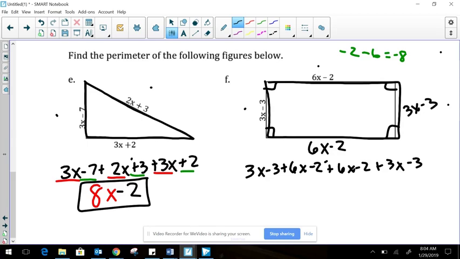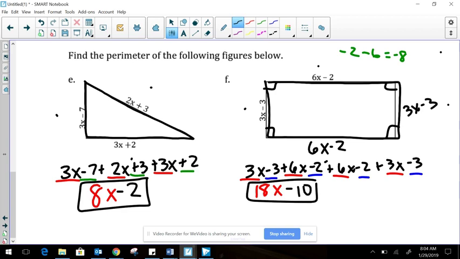Okay, some of you might say, oh, I could just multiply this by 2 plus this by 2. That works too. Just make sure you distribute that 2 to both terms. Use that distributive property. All right, so 3x plus 6x plus 6x plus 3x, what I got? 9 plus 9, so 18x. All right, and then I have -3 minus 2, so -5. Minus 2, negative 7, minus 3, negative 10. Okay, so that's the perimeter of that shape then.